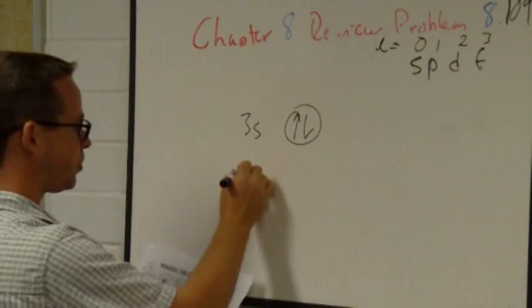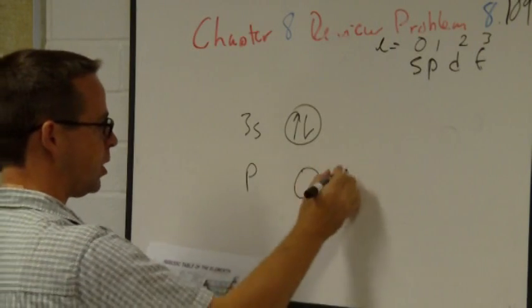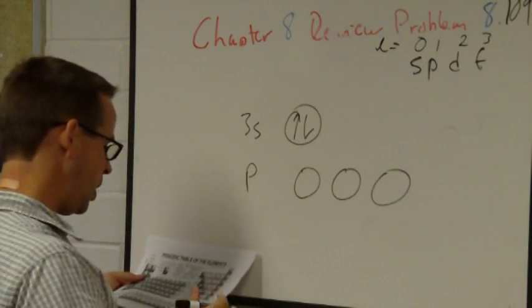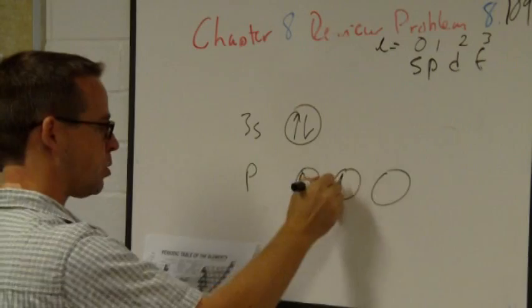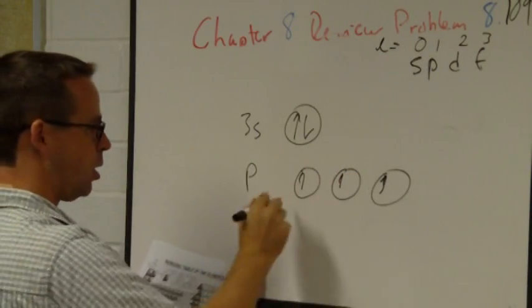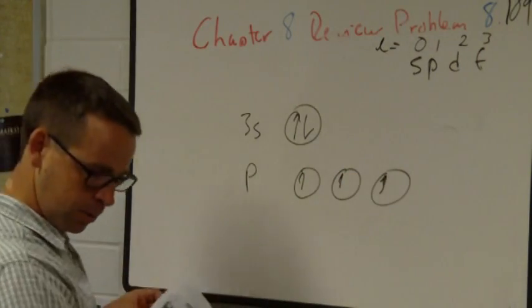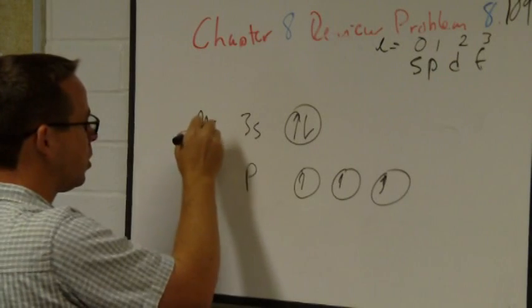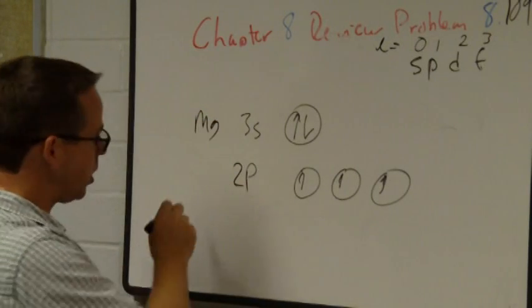Phosphorus. For phosphorus, we see we're filling the 3p orbital, and we have 3 electrons there, so we have 3 unpaired electrons. This is the 3s for magnesium. This is the 3p for phosphorus.